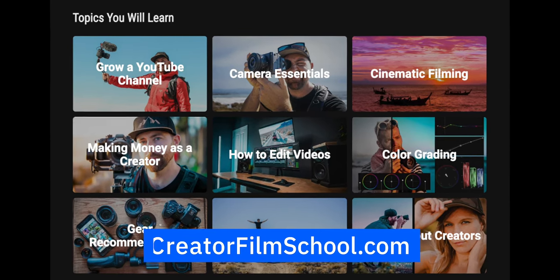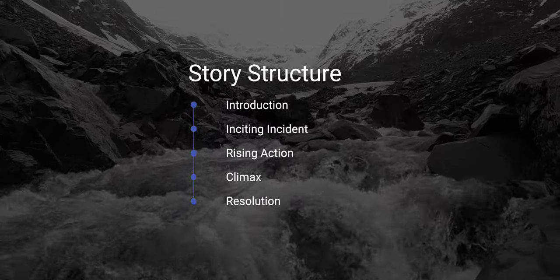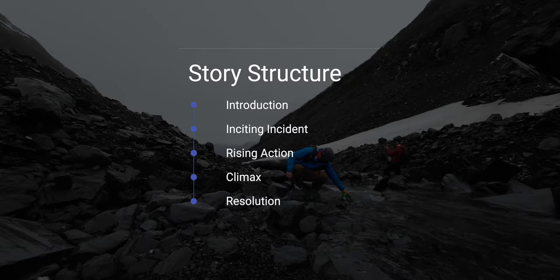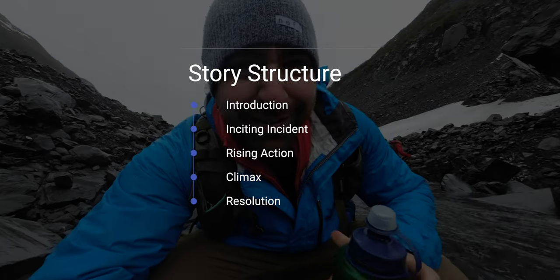So let's go over the basic story format, and once you see this format, you'll see it again and again in videos that have a story. And so the basic story formula goes like this. You start with an introduction, it goes to what's called an inciting incident, and then there's rising action to a climax, and then there's a resolution.